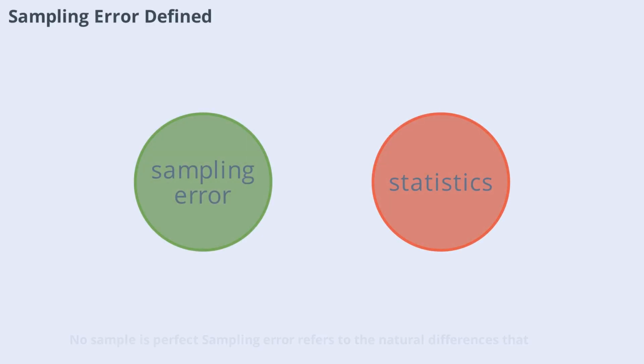No sample is perfect. Sampling error refers to the natural differences that arise between a sample and the population it represents. Even with random sampling, there will always be some variation. The goal is to minimize this error as much as possible. Understanding sampling error helps us interpret results more accurately and avoid overconfidence in our conclusions.